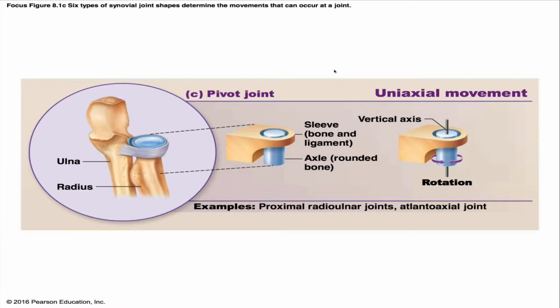So in this illustration here is an example of a pivot joint. Now, what you're looking at over here is the proximal surface between the radius and the ulna. Also, you find this at the atlantoaxial joint. So what you see over here is in one bone, or one side, you have a sleeve that forms, and that could be either bone or a ligament. In this case, you have a ligament, and then you have the rounded bone that's fitted within it. And what this will allow for is uniaxial movement of only rotation to occur.